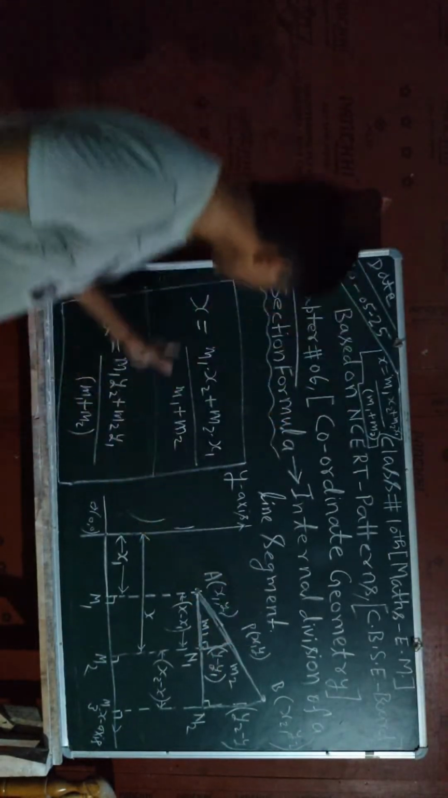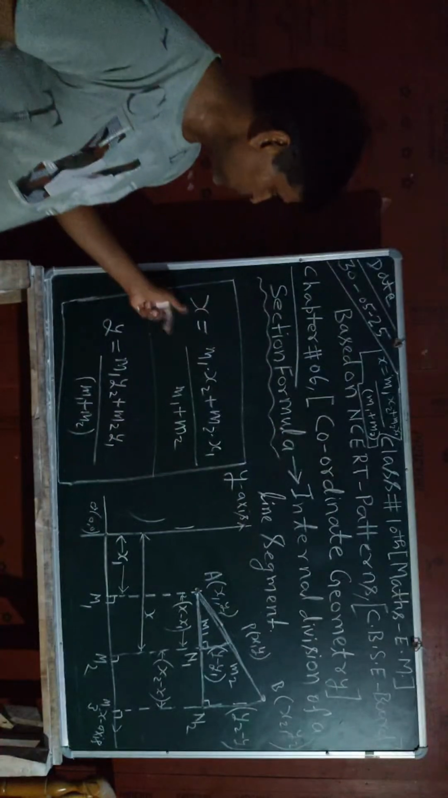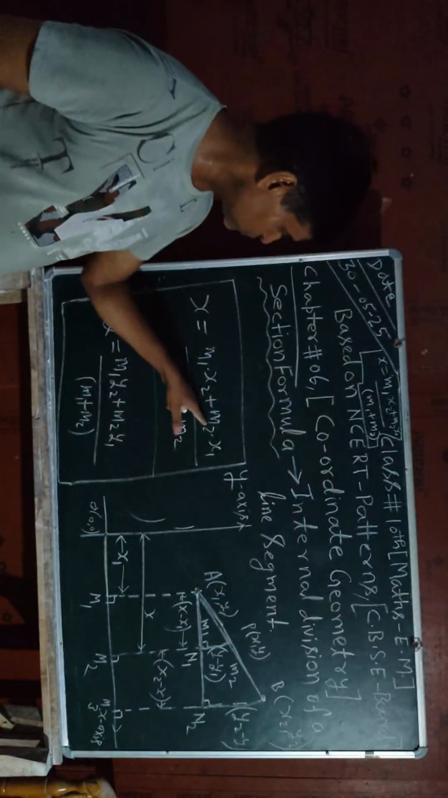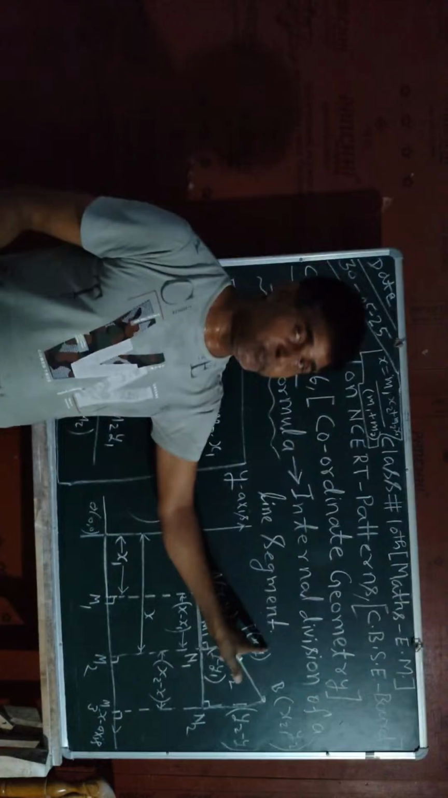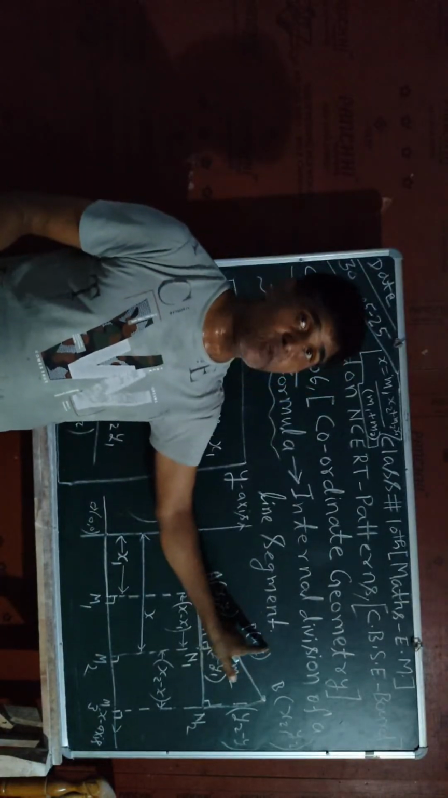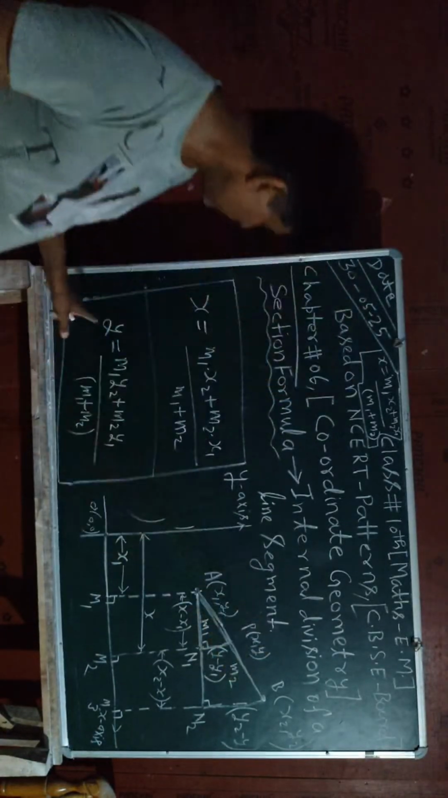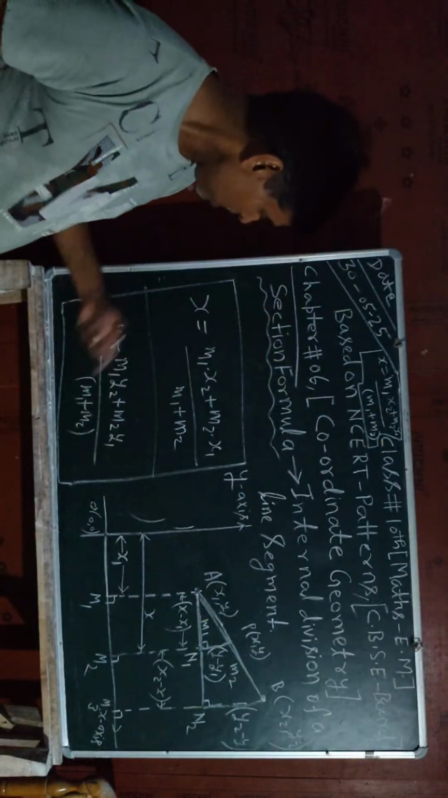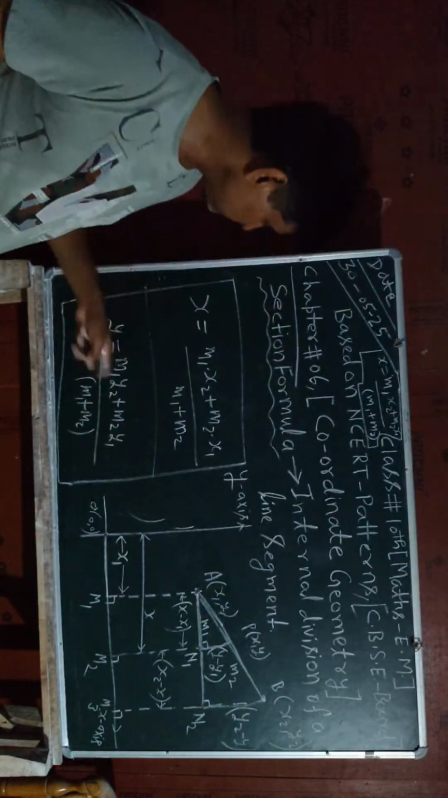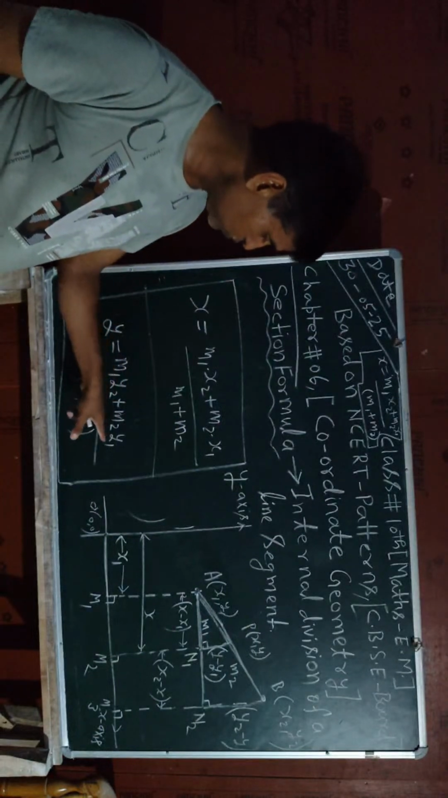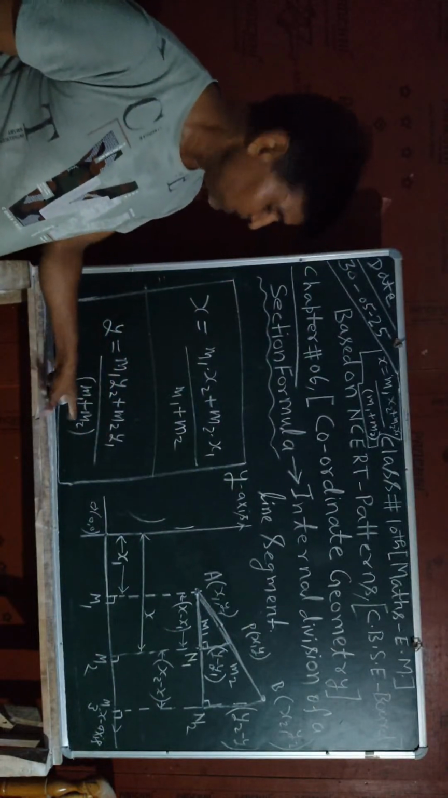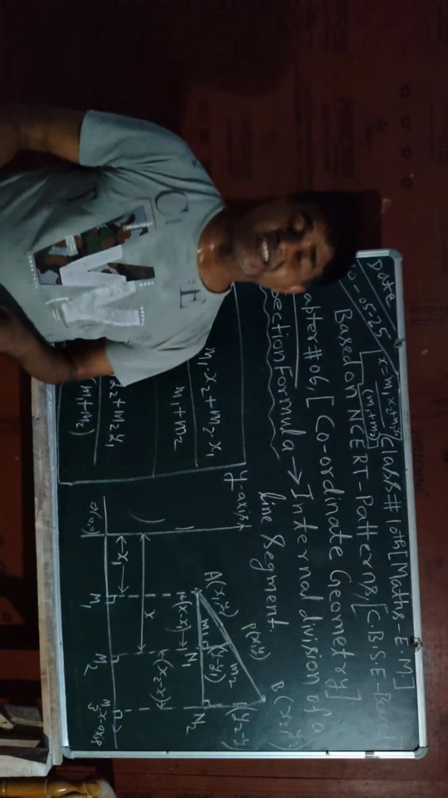So the value of x I have obtained is x equal to m1 x2 plus m2 x1 divided by m1 plus m2, and also the coordinates of the point P, whose y value is written here. So the value of y is equal to m1 y2 plus m2 y1 divided by m1 plus m2. So this is the section formula.